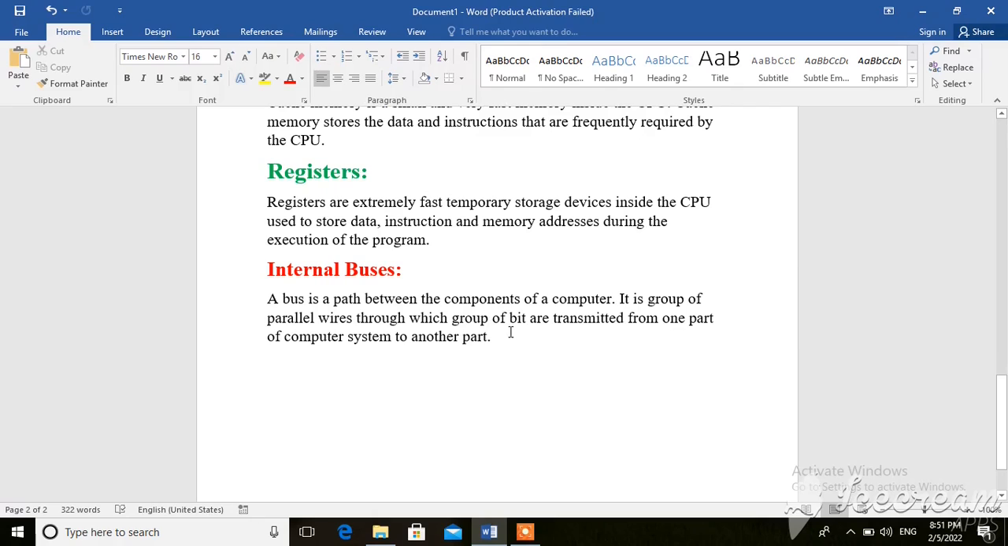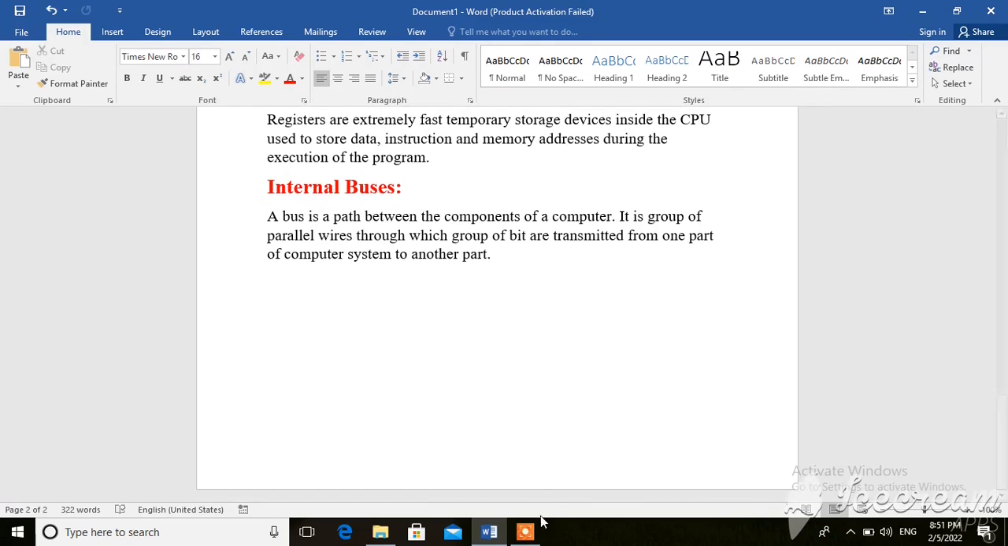उसके बाद आते हैं internal buses. A bus is a path between the components of a computer. It is a group of parallel wires through which data is transmitted from one part of the computer system to another part.